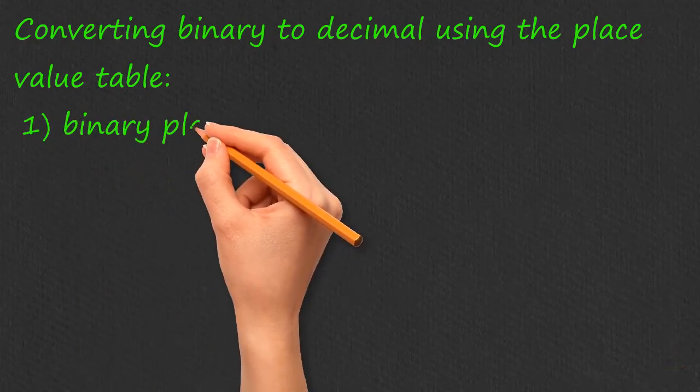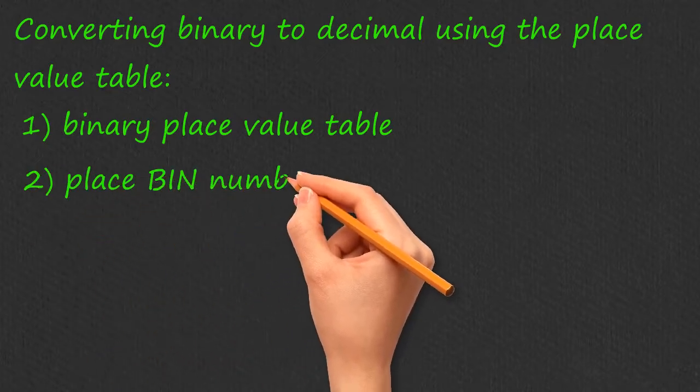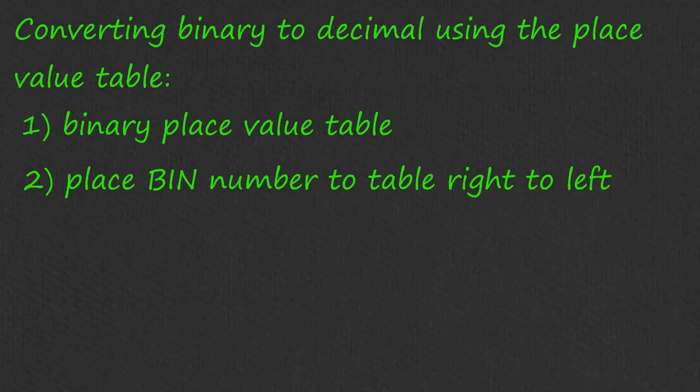First, you copy down the binary number place value table, then you place the binary number into it, making sure the rightmost digit of the binary number is at the smallest place value of 1 in the table. This is a kind of backwards copy of the number in the sense that you are writing the number into the table from right to left, as opposed to the normal way of writing the number from left to right.